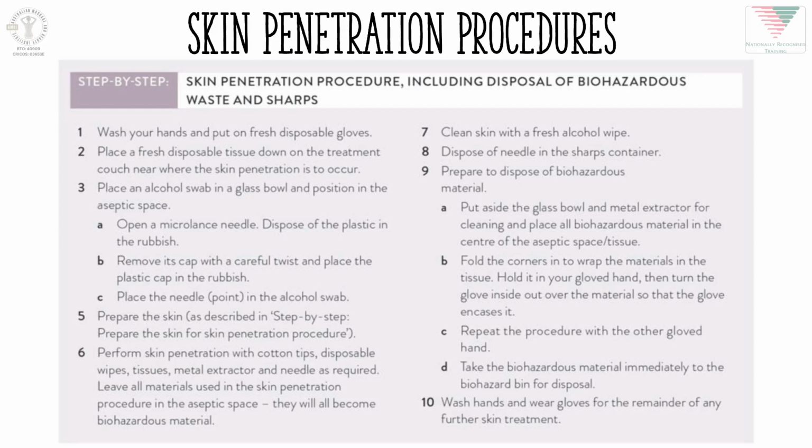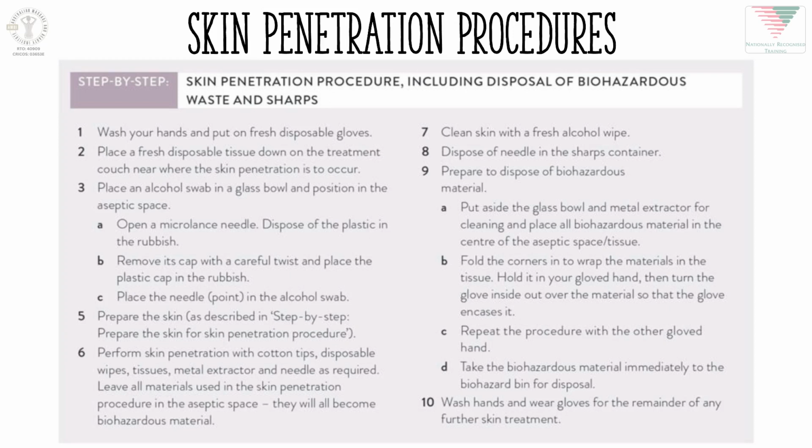1. Wash your hands and put on fresh disposable gloves. 2. Place a fresh disposable tissue on the treatment couch near where the skin penetration is to occur. 3. Place an alcohol swab in a glass bowl and position it in the aseptic space. A. Open a microlance needle. Dispose of the plastic in the rubbish. B. Remove its cap with a careful twist and place the plastic cap in the rubbish. C. Place the needle point in the alcohol swab.